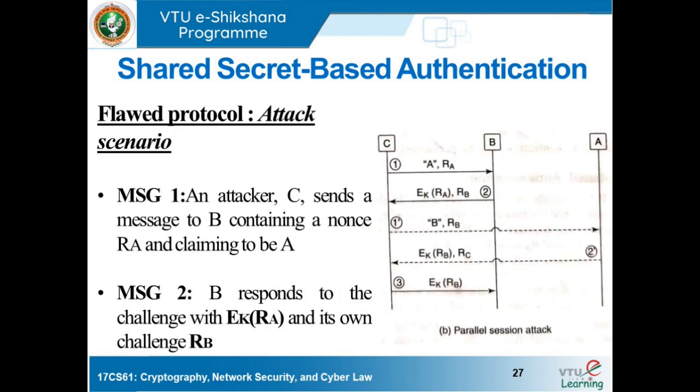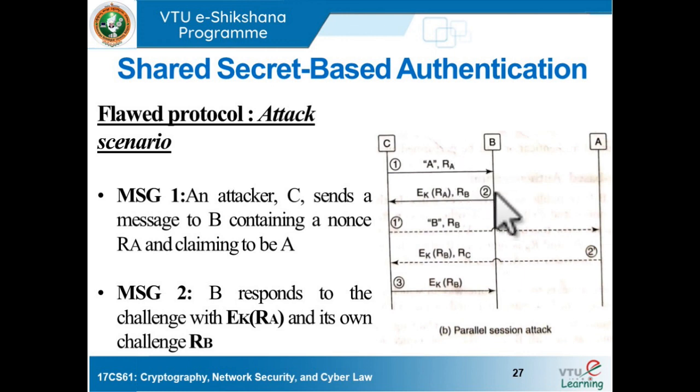Now what is the flaw that is occurring over here? Let's say A and B are trying to communicate with each other, and C is an attacker which has entered the scenario. Now let's try to understand the attack scenario. In message 1, C is impersonating A and sending a message to B saying that it is A, and it has selected a random nonce RA and sending it to B.